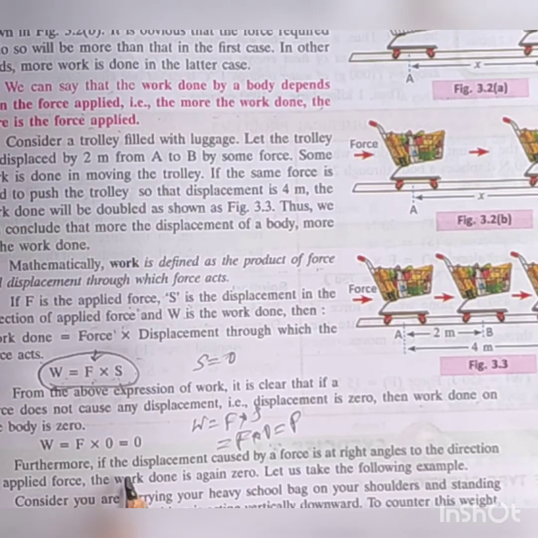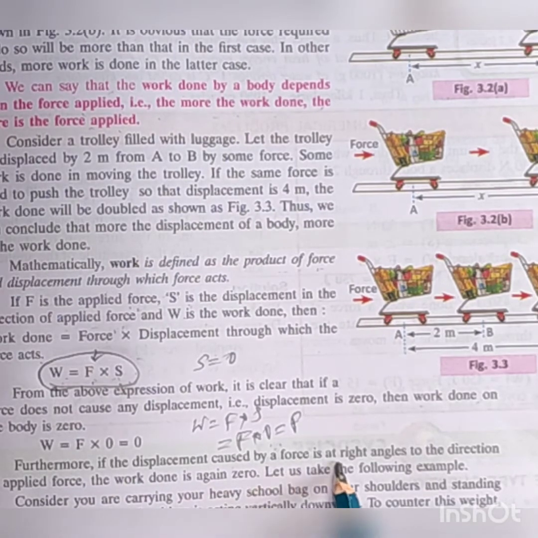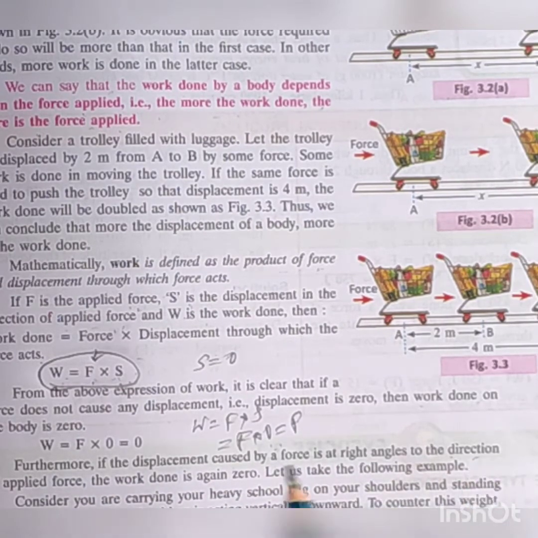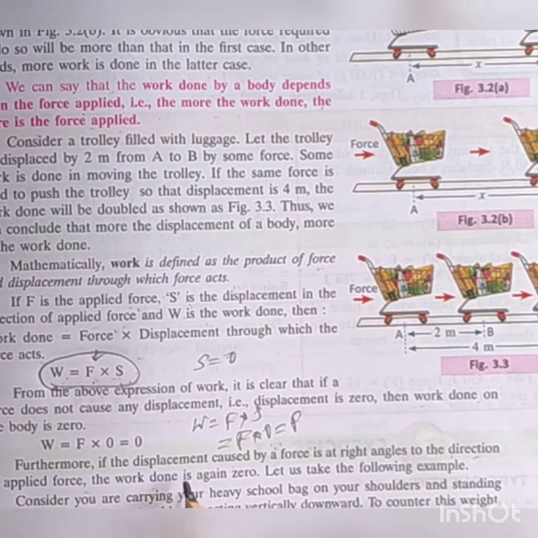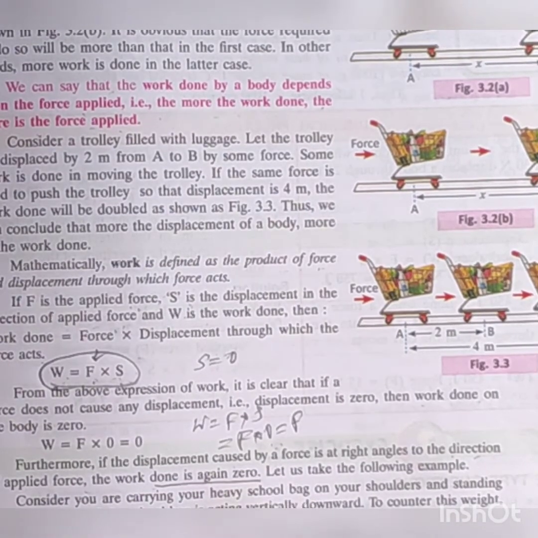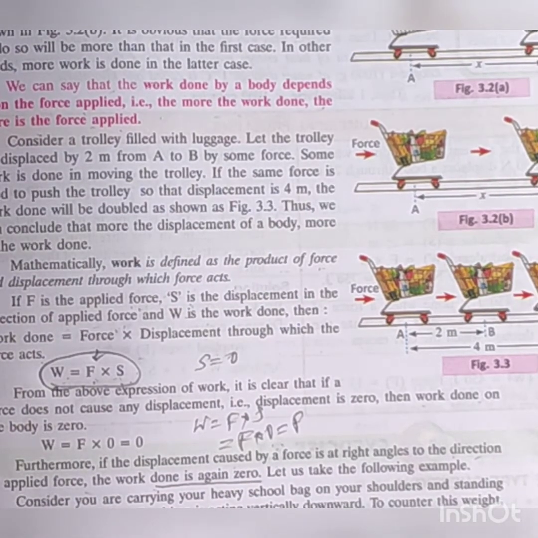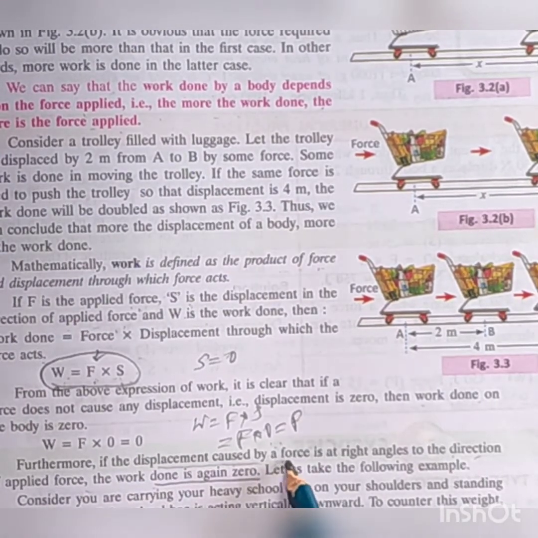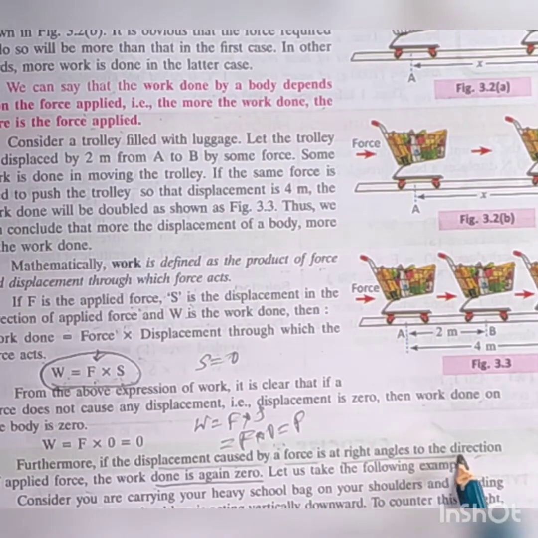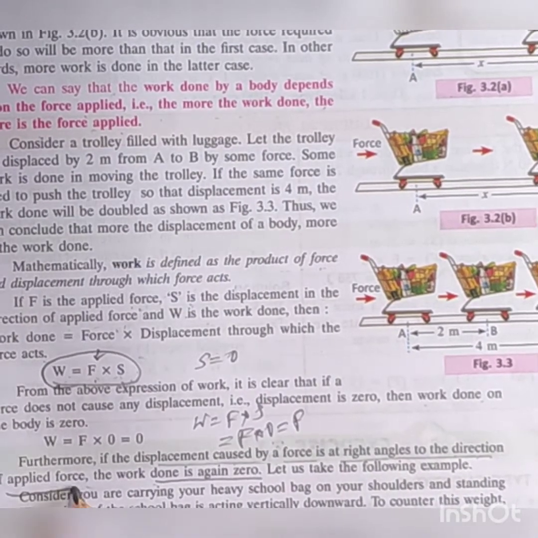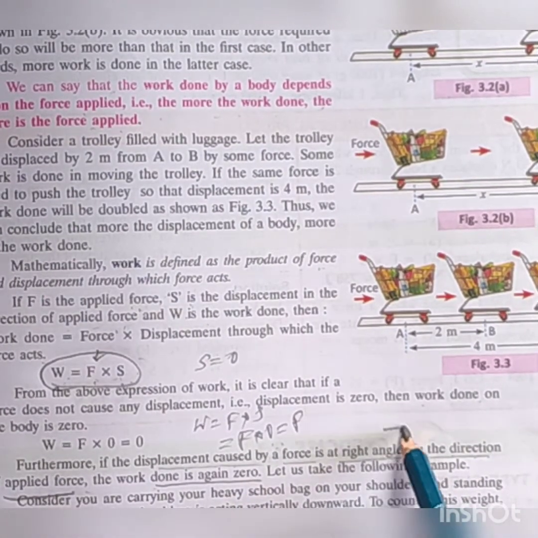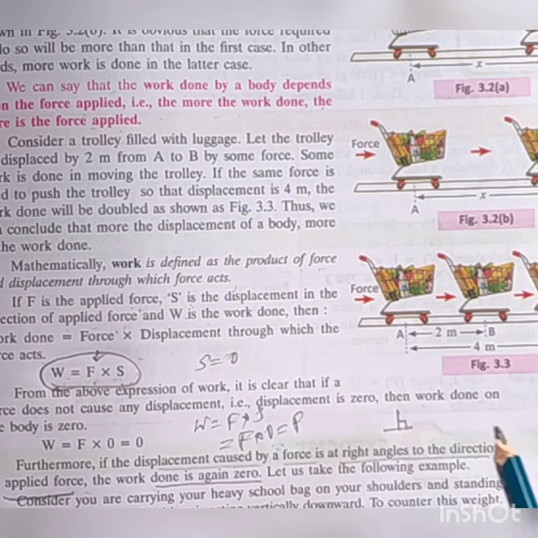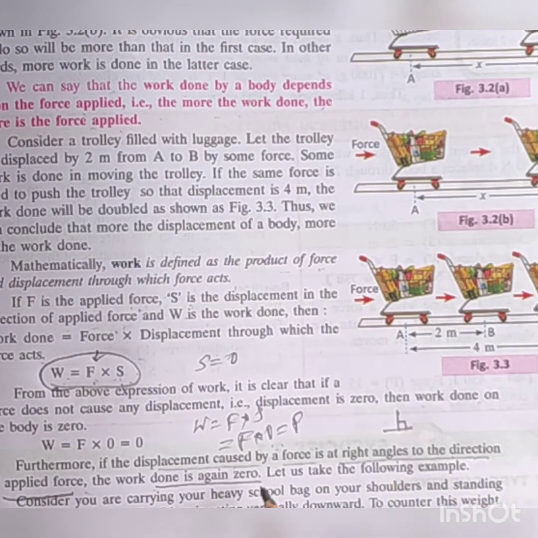Furthermore, if the displacement caused by a force is at a right angle to the direction of the applied force, then the work done is 0. So if the displacement caused by a force is at right angle to the direction of the applied force, then it is said that work done is 0.